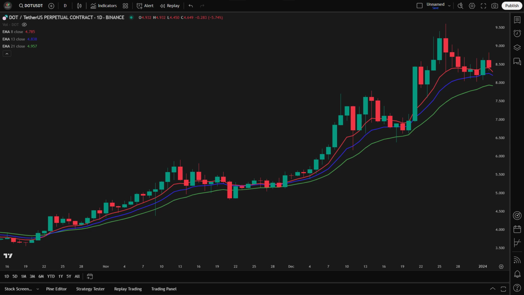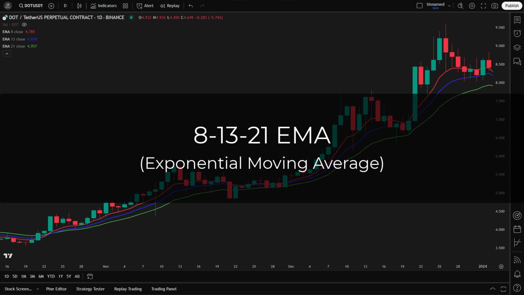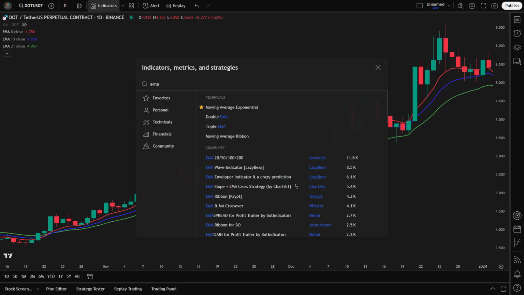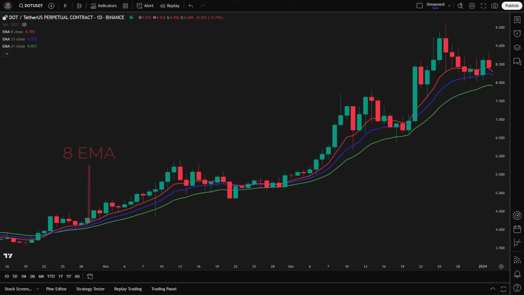Before explaining the strategy, let's break down the core indicators that make this strategy work. 1. The 8, 13, and 21 exponential moving averages, EMAs. The exponential moving average gives more weight to recent price movements, making it more responsive compared to a simple moving average. Here's how each EMA plays a role. 8 EMA, a fast-moving average that reacts quickly to price changes. 13 EMA, acts as a transition between short-term and mid-term trends. 21 EMA, a slower moving average that smooths out price fluctuations.